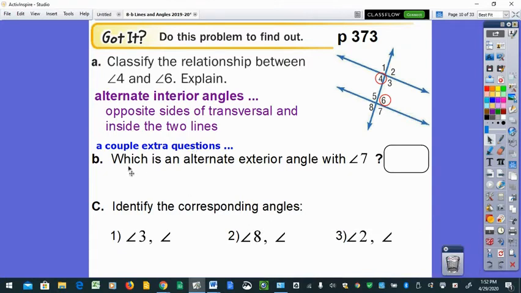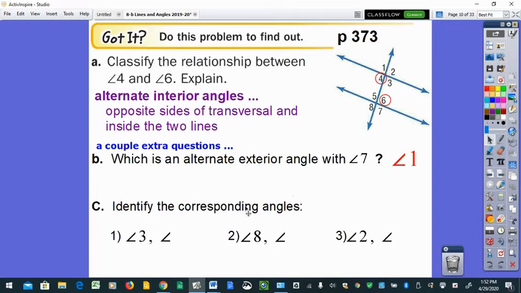Another type of question: which is an alternate exterior angle with angle 7? Look at angle 7, and just stop for a second. What would be the alternate exterior angle with angle 7? Did you guess angle 1, right up here? Then you'd be right.